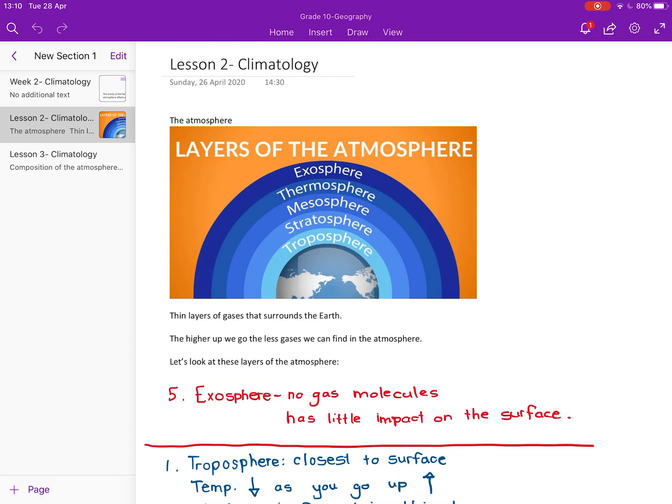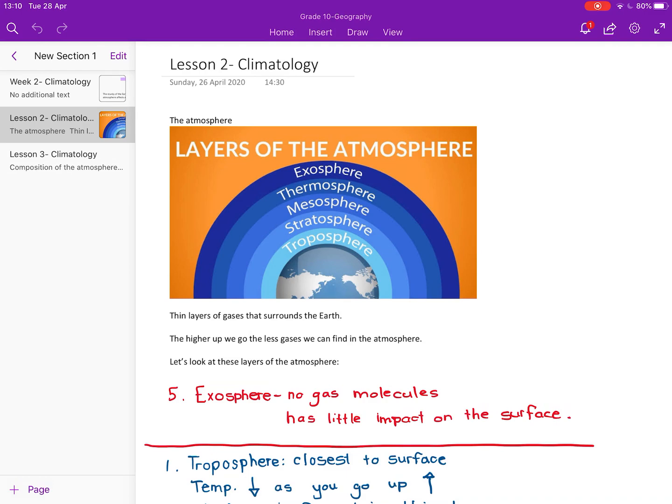We are going to have a look at our second lesson for climatology today. We are discussing the layers of the atmosphere. Now we have 5 layers of the atmosphere and we are going to focus on all of them and why they are important to the Earth and how it's protecting the Earth from certain things in space.